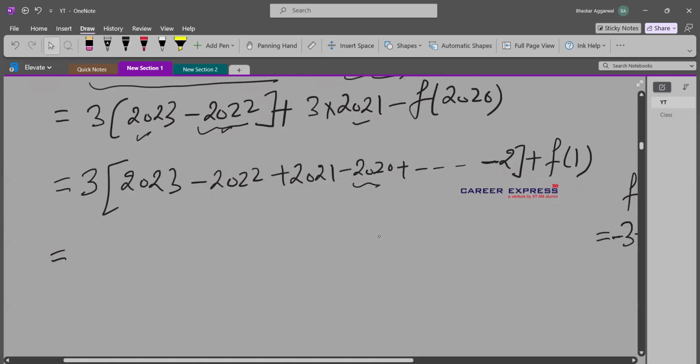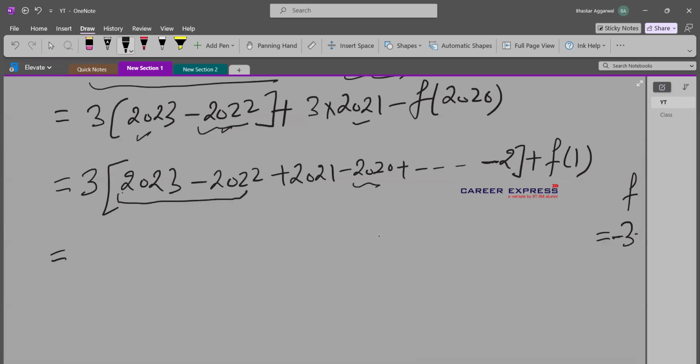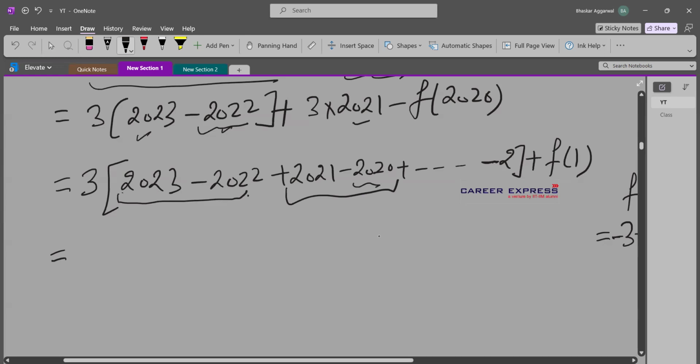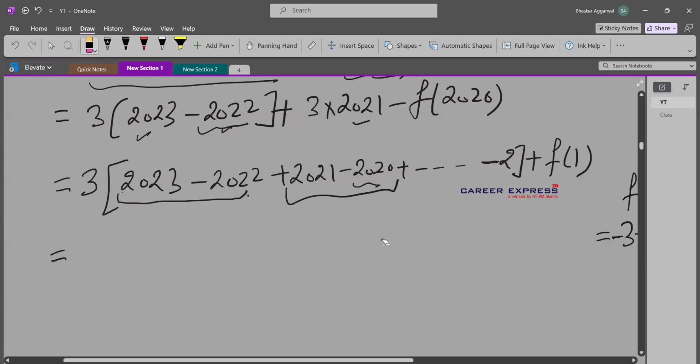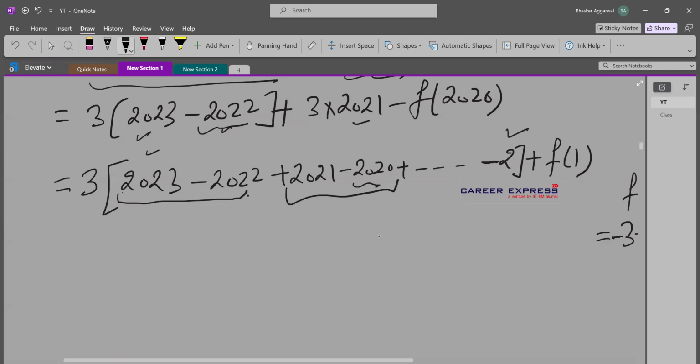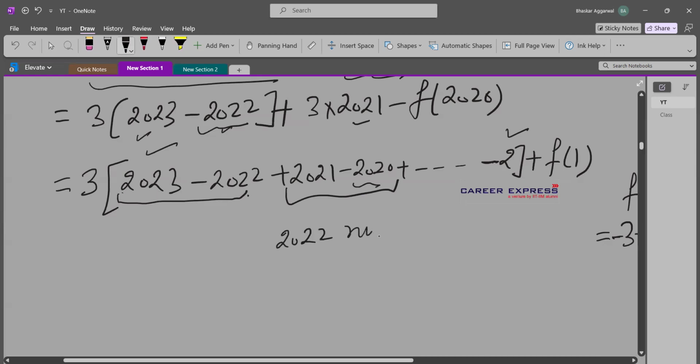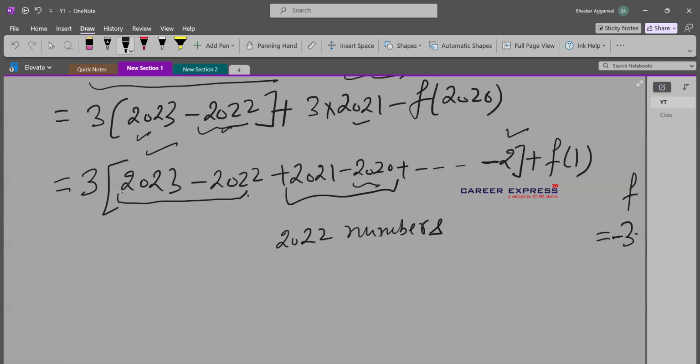So while adding, we can again observe something: the addition of any two consecutive numbers is 1. So 2023 and 2022, because one is positive and one is negative, the value is 1. Again, the value is 1, and so on. So we just have to find out how many pairs there are, because every pair gives us a value of 1. So how many pairs are there? Starting from 2, we have all the numbers till 2023. So we can say there are 2022 numbers in this series. Starting from 1 till 2023, it would have been 2023 numbers. So we have only excluded 1. So from 2 to 2023, it is 2022 numbers.